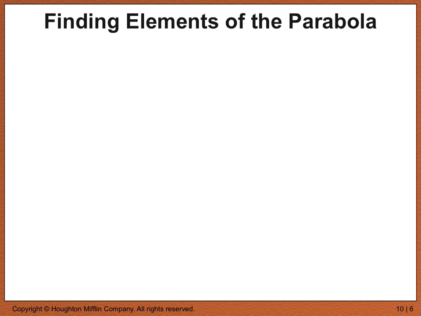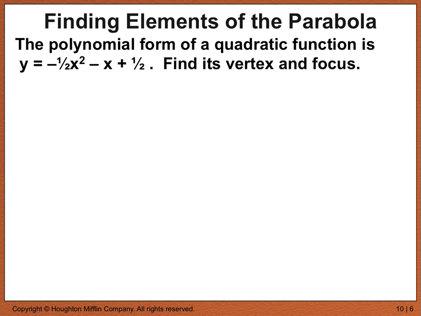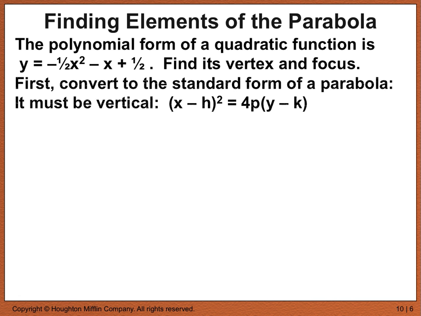Let's look at another example, finding elements of the parabola. The polynomial form of a quadratic function is y equals negative 1/2 x squared minus x plus 1/2. Find its vertex and focus. All right, so the strategy, and then I'll let you do some of this on your own: first you convert to the standard form of a parabola.